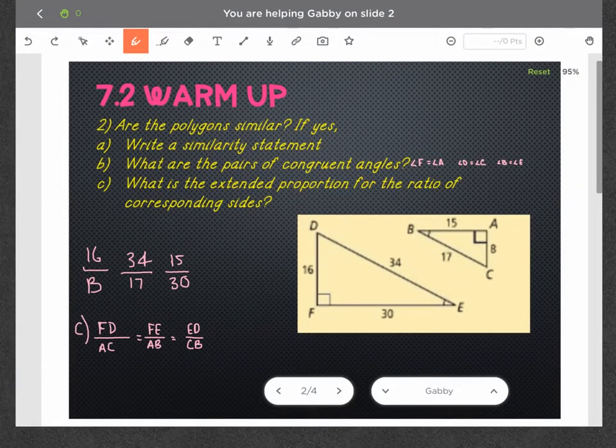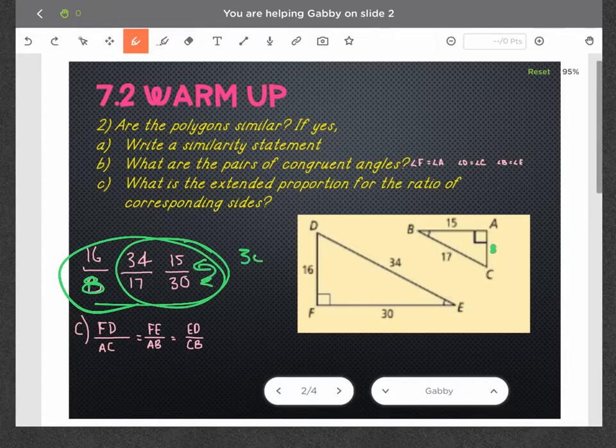It should be 16 over 8, 34 over 17, and 15 over 30. That was a B? I thought it was an 8. That is an 8, actually. Oh, no, that is a B. Okay, that's your unknown side. These reduce to be the same thing, so no, it is an 8. Yep. You have to have the side lengths for all of them. So they are all 2 to 1, 2 to 1, and 30 to 15. They're all 2 to 1, which does make them similar.